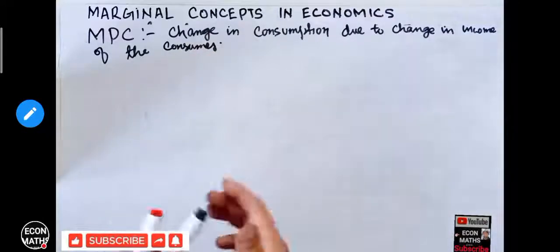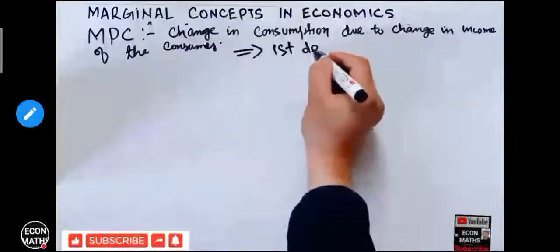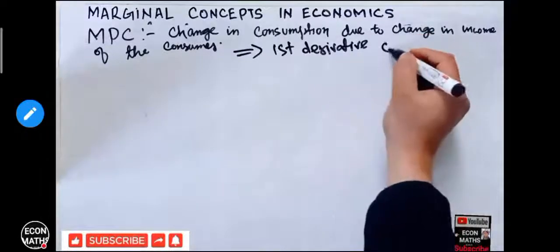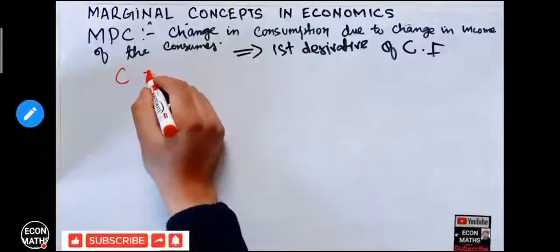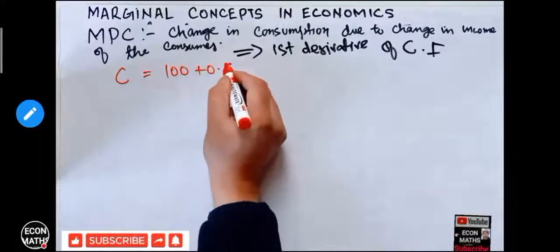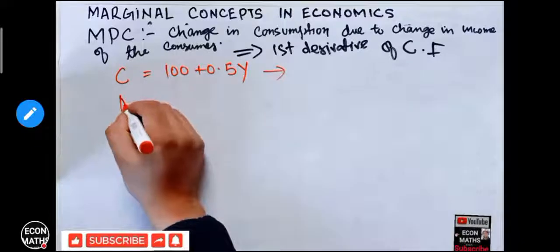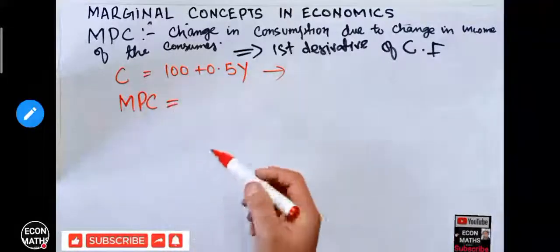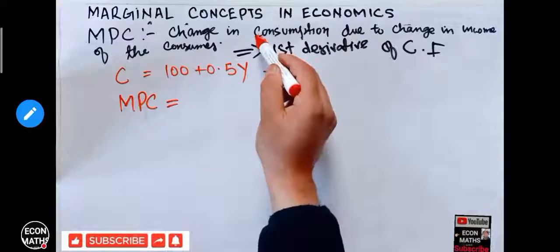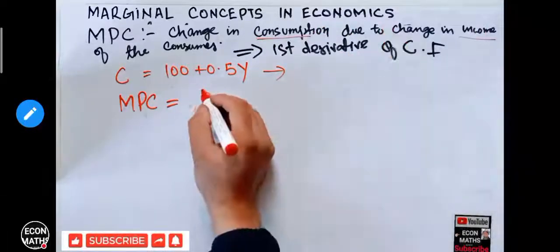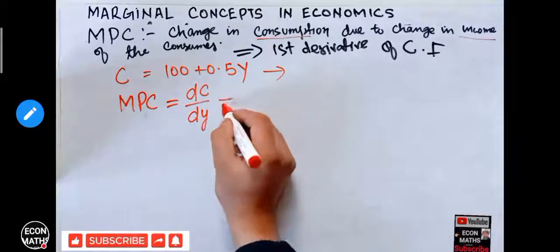So here we also use the marginal concept. Simply, this marginal concept is the first derivative of the consumption function. Let us say we are given the consumption function as 100 plus 0.5y. We have to find the derivative, that is the MPC. We differentiate this consumption function with respect to y, because the marginal propensity to consume says change in consumption due to change in income. So this is simply dc divided by dy.